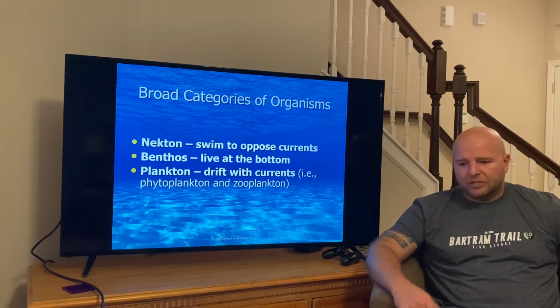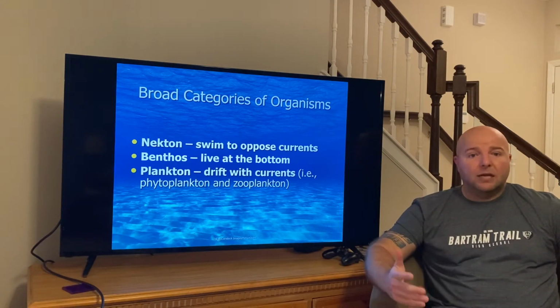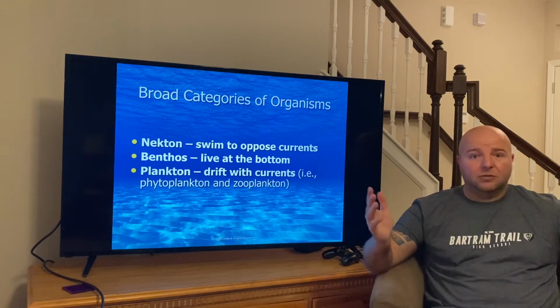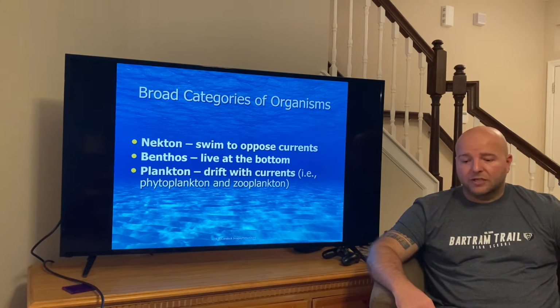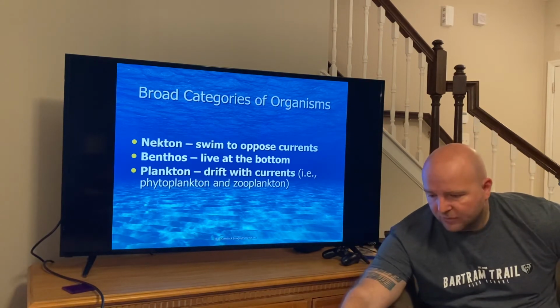And then we have our plankton, our drifters. They drift with the current. They are not able to swim against the current. They are at the will of the water. Wherever the water takes them, that's where they have to go, unable to swim against it. These are going to be our phytoplankton and our zooplankton. We're going to see more about that in just a moment.